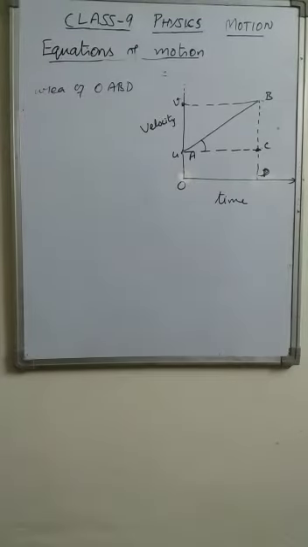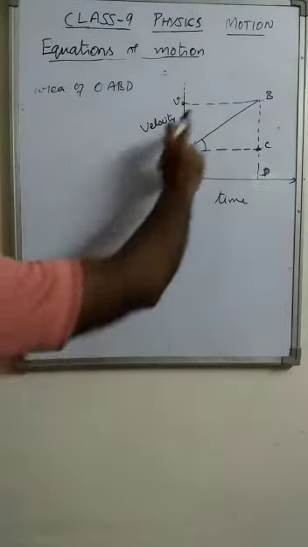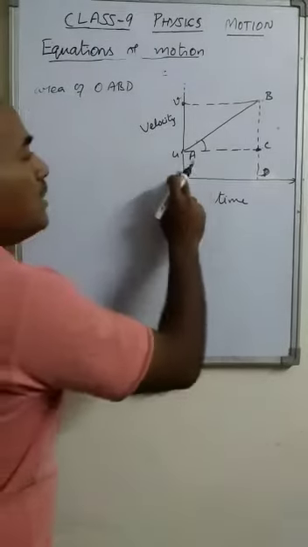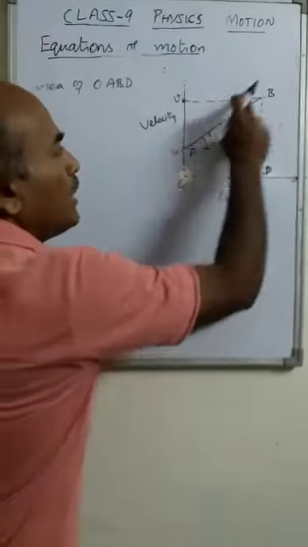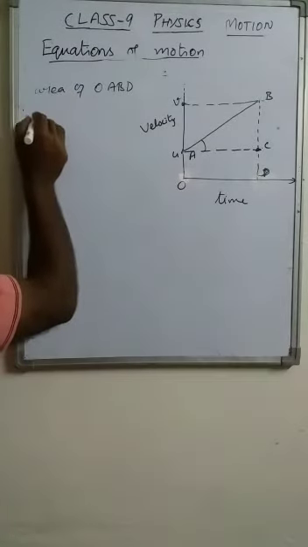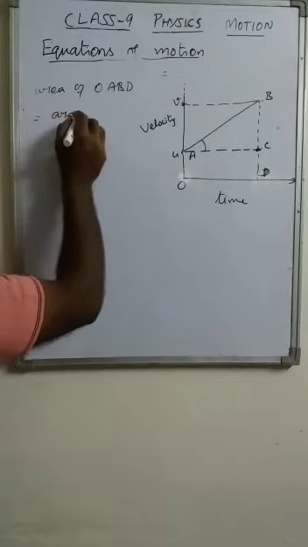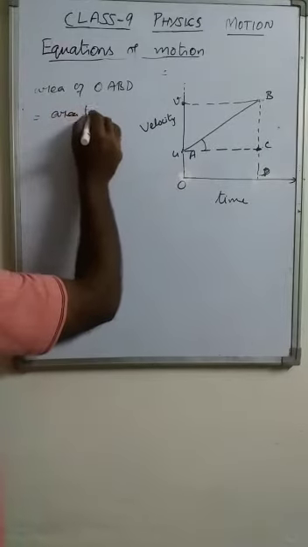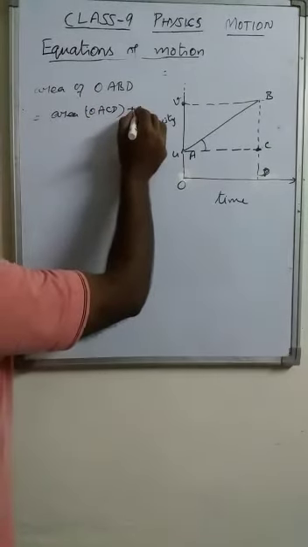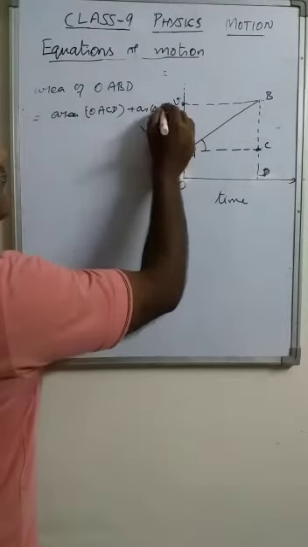Now, the area of this trapezium. The trapezium can be divided into two parts here. One is this portion, that is a rectangle, and another one is a right triangle. So this can be written as the area of OACD plus the area of triangle ABC.